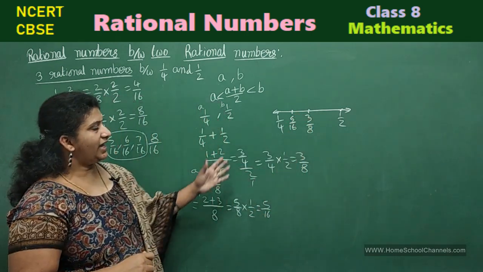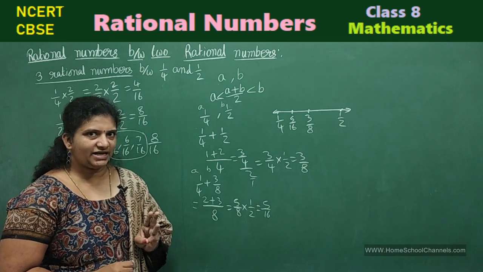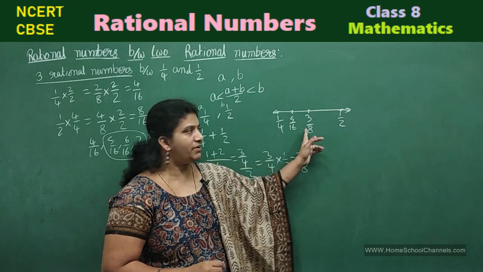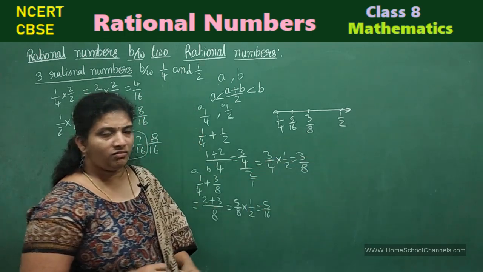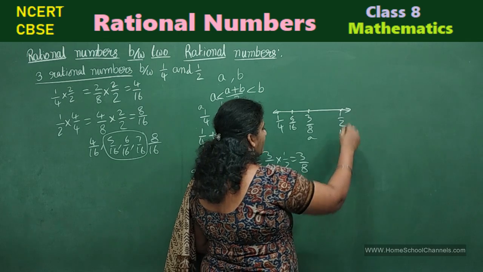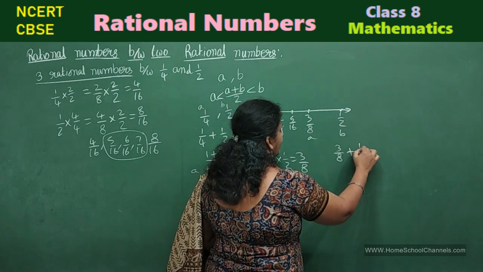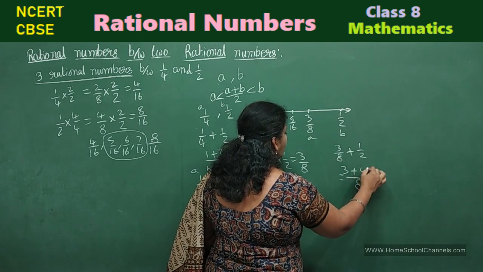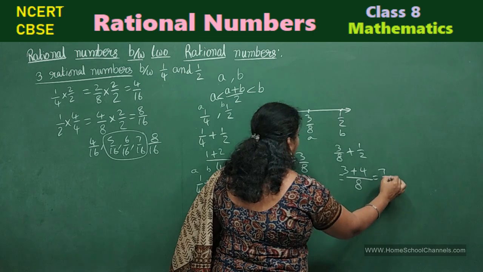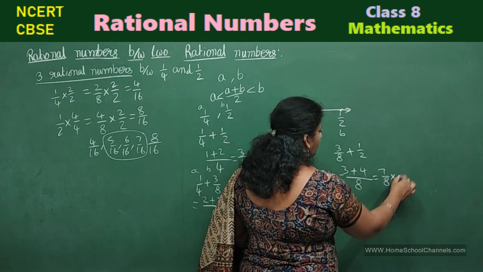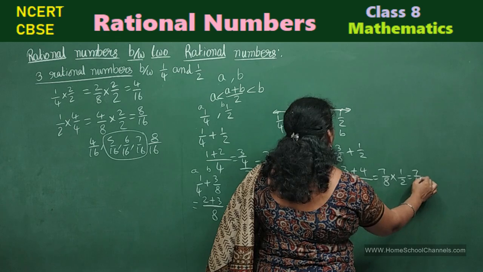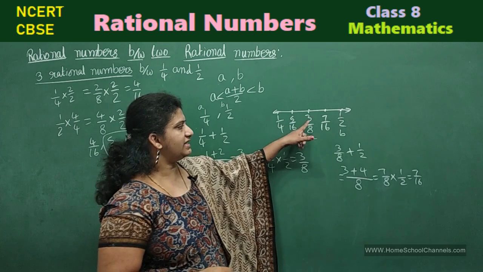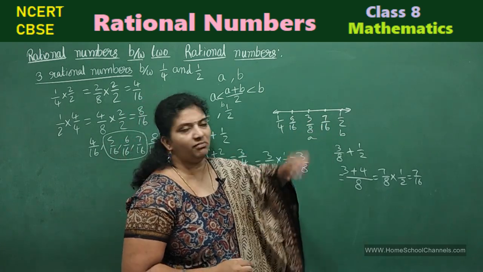Now this 5 by 16 will be here. Yes. Again one more is needed, as we need 3 rational numbers. So between these two, find another rational number, again with the same formula, (A plus B) by 2. 3 by 8 plus 1 by 2 will be, with LCM 8, 3 plus 4, that is 7 by 8. Half you need to do now, that means into 1 by 2, 7 by 16. 3 by 8 is less than 7 by 16, which is less than 1 by 2.